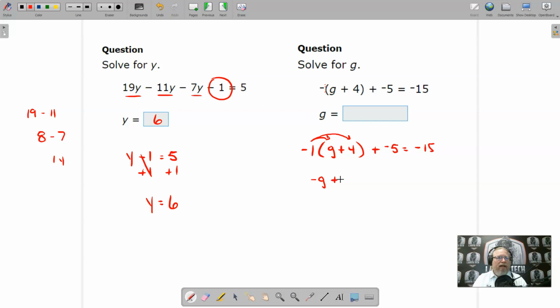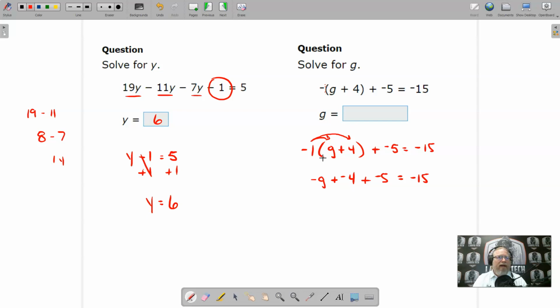So I kind of like the idea of plus a negative 4, right? That'd be the same as minus 4. So this is a value of negative 4 there. And then plus negative 5 equals negative 15. Whole lot of negative numbers there, right? So let's leave the negative g alone for now.